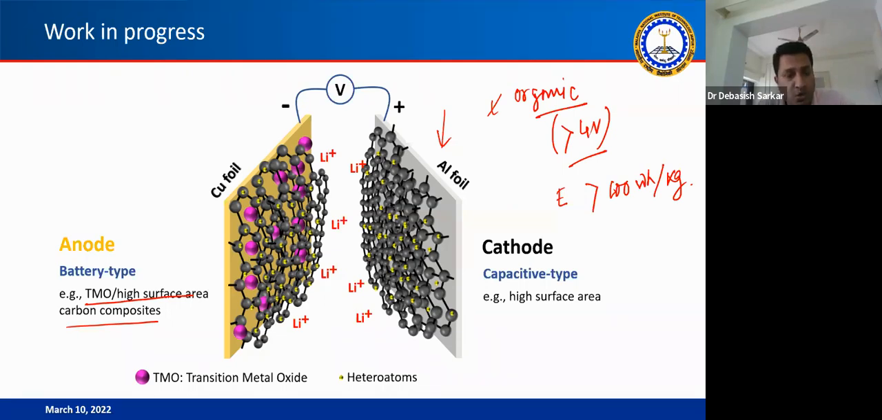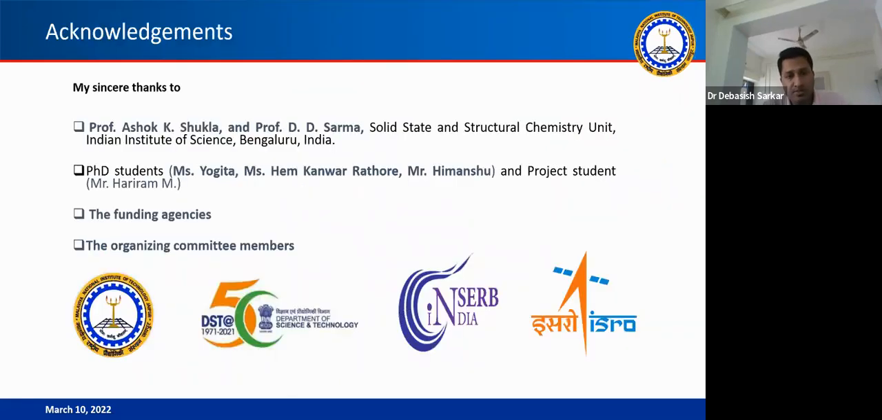The PhD students working with me are mainly focusing on fabricating different types of materials from different biomasses or metal organic frameworks. The PhD students, mainly Yogita, Hemkanwar, and Mr. Himanshu, are working on making this kind of high surface area carbon, and also Mr. Hariram, who was a project student and just left our group last month. They are doing a lot of work in first designing and then fabricating different carbons, porous carbons and heteroatom rich carbons from different precursor materials, including biomasses. So all of the acknowledgement should go to them.